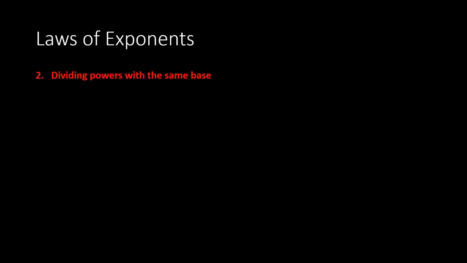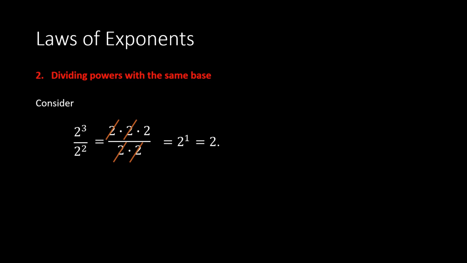2. Dividing powers with the same base. Consider 2 cubed over 2 squared. 2 cubed is 2 times 2 times 2. 2 squared is 2 times 2. These 2's will cancel, so we have 2 raised to the first power, which is equal to 2. What do you observe?